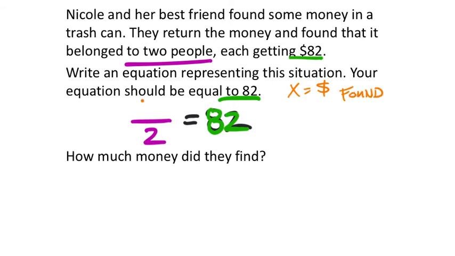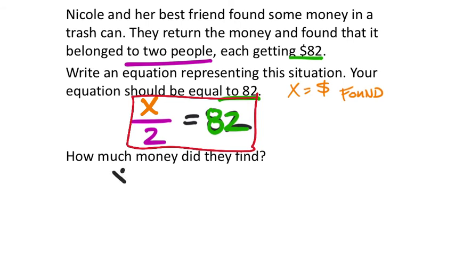So I say I'm going to take X and divide it by 2. That is $82 for the 2 people there, okay? And as it turns out, that would be 1 box that you'd need to fill in on Canvas for the credit. But there's a second box. How much money did they find? Well, that means we're just going to take the equation and solve it.